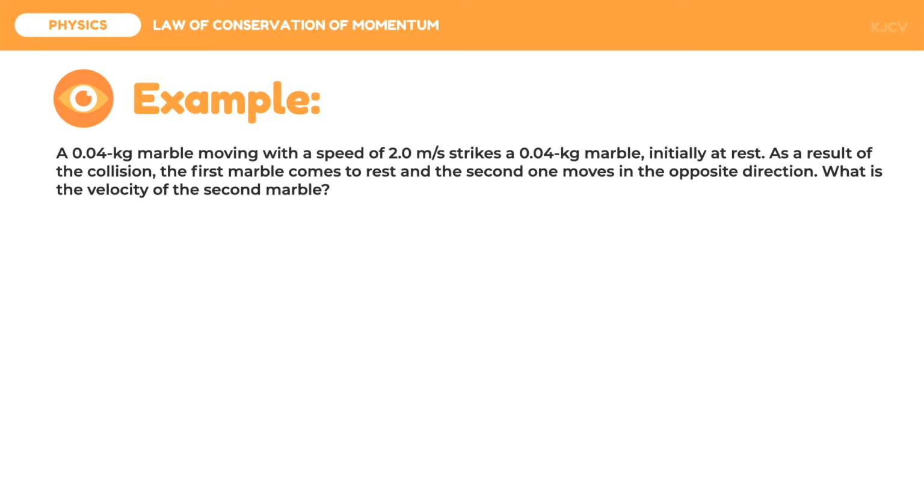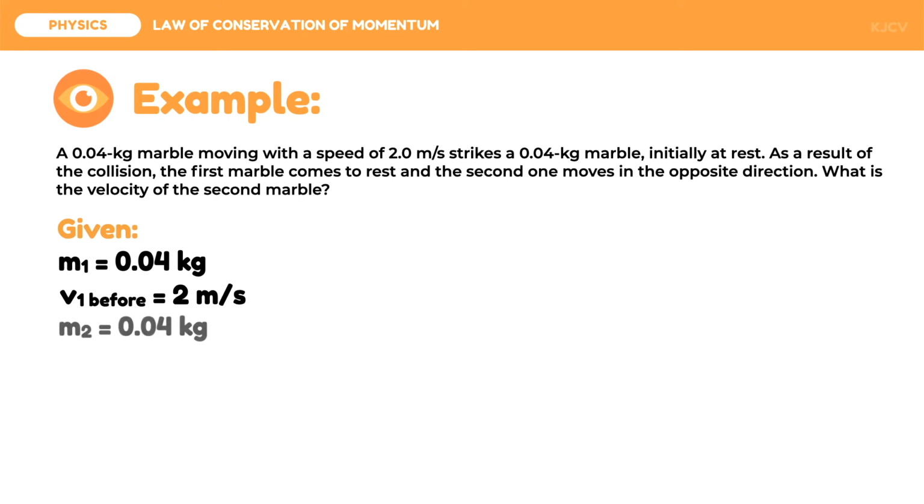Let us identify the given quantities in this problem. The mass of the first ball is 0.04 kilograms. It is initially moving at 2 meters per second. Thus, we have v sub 1 before collision. The mass of the second marble is also 0.04 kilograms. Since it is initially at rest, its velocity is 0. The first marble came to a stop after collision, which gives it a velocity of 0.